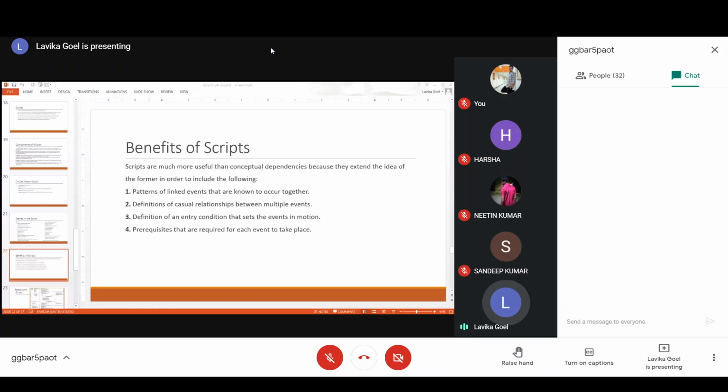Okay, so there's always an entry condition. This is also one important thing. If you want a script to get activated, there should be an entry condition which should be satisfied. Then only the events in the script would be in motion. That means you will be able to activate that script. So the entry condition must be satisfied. That means some prerequisites are required for the script to get activated. And for each event also we have some prerequisites. So the prerequisite for each event in the scenes would be the event just before it. When the event just before it has occurred, then only the next event can occur. So all these events are basically causally related to each other in a script.